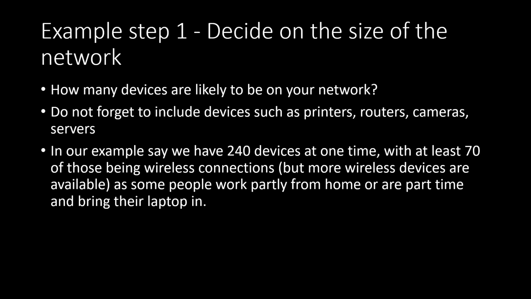Let's have an example. Let's say we've got a network. We think there's going to be up to 240 devices at one time, but at least 70 of those will be a wireless connection, and there may be more than 70 devices available, but no more than 70 will be connected at any time. This is because some people either work from home or are part-time and bring their laptop in to work. So more than 70 people do that, but no more than 70 at any one time.